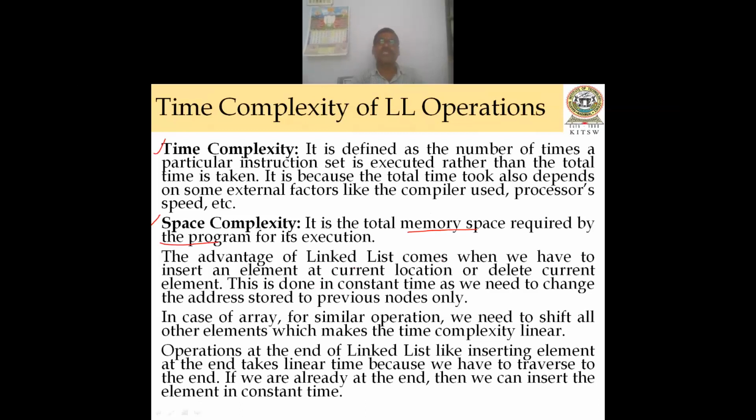The advantage of linked list comes when we have to insert an element at the current location or delete the current element. This is done in constant time, as we need to change the address stored in the previous node only. In case of an array, the same operation requires shifting all the elements, which makes the time complexity linear. Operations at the end of a linked list, like inserting an element at the end, take linear time because we have to traverse to the end. If we are already at the end, then we can insert an element in constant time.